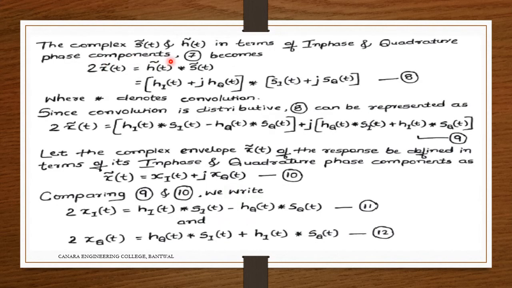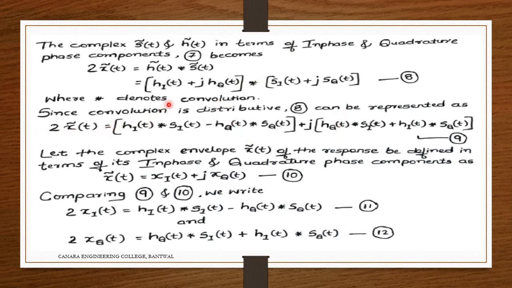Now x cap of t and h cap of t, in terms of in-phase and quadrature-phase components, the equation 7 becomes 2x cap of t is equal to h cap of t convolved with s cap of t. Now h cap of t is represented in terms of in-phase and quadrature phase, that is, h I of t plus j h q of t, convolved with s I of t plus j s q of t. Since the convolution is distributive, as we know, this equation 8 can be represented simply as a real part and a complex part.